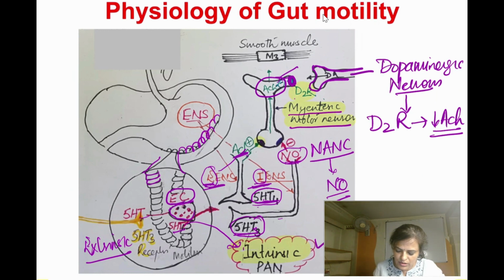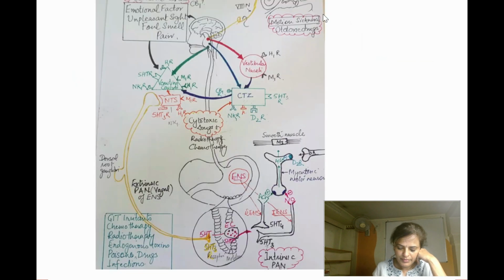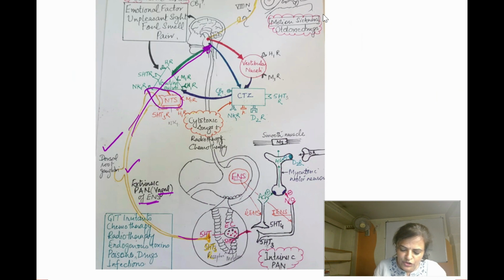So this was all about the intrinsic primary afferent neuron. Now what does this extrinsic primary afferent neuron do? This will be carried by the vagus nerve and the dorsal root ganglion to where? To the vomiting center. It is going to carry the impulse to the vomiting center via the nucleus tractus solitarius, and it is going to induce the vomiting.